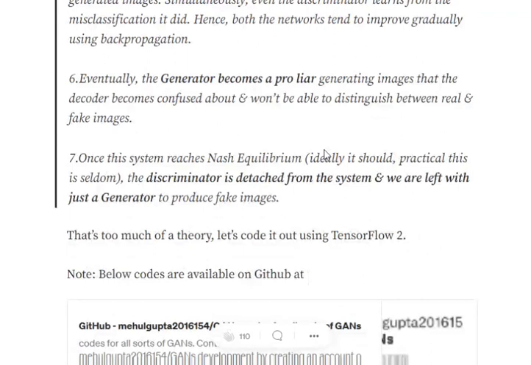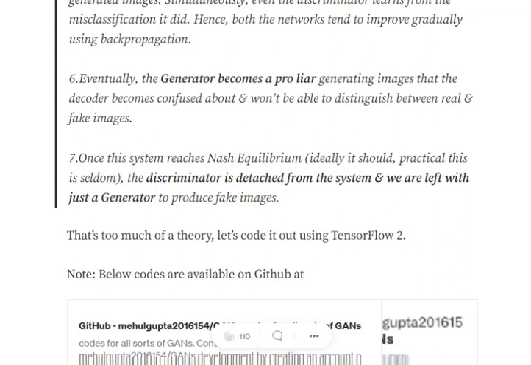Eventually there comes a point where the generator becomes a pro liar. That means it is generating images very similar to the real dataset that we have after training, and the discriminator is just not able to make out whether the image is real or not. In such cases, the loss won't be zero, the loss would be pretty high, because the discriminator is just not able to make sense of the input and output. So you really can't make sense out of the loss whether the model has trained or not. It's just the intuition that you need to follow.